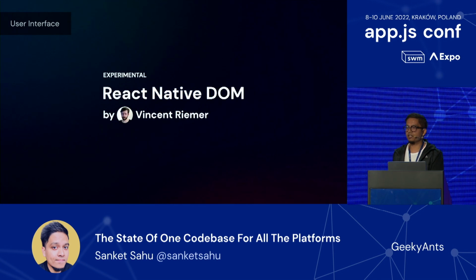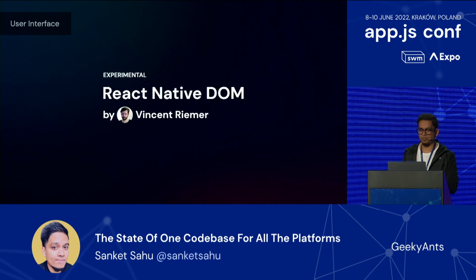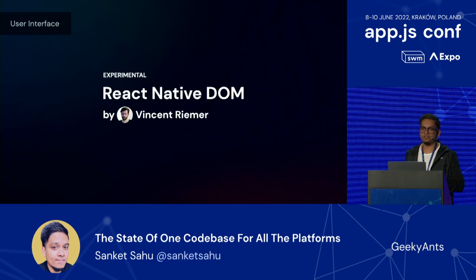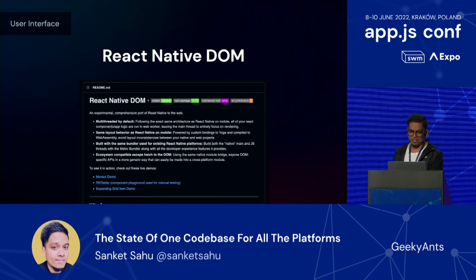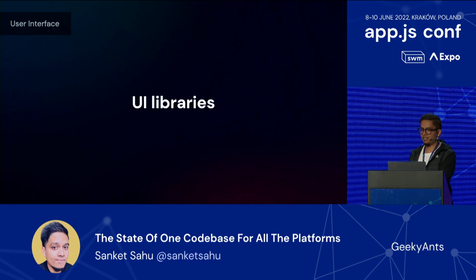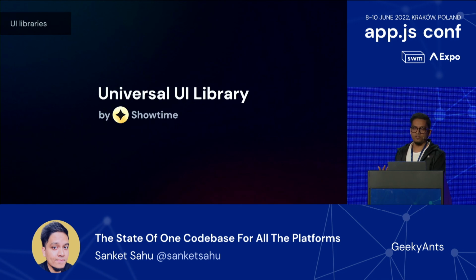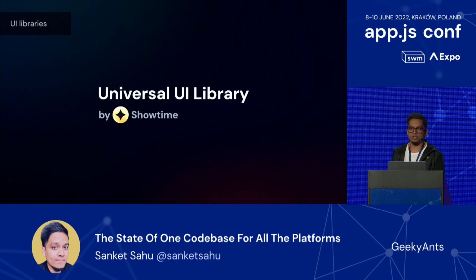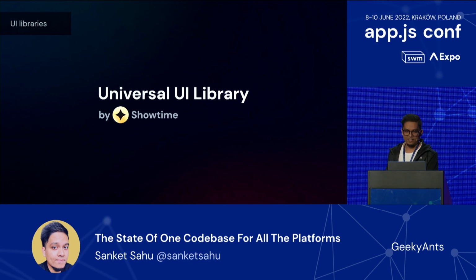Then there was an experimental project by Vincent Riemer. I guess it was announced at React Europe, but it's still experimental. This project brought us the same multi-threading architecture of React Native on web, which was really nice. Let's look at the UI libraries that make this possible. We have UI libraries that are supported on all the three platforms. We have Universal UI library by Showtime, and Axel is going to give a very nice talk on this at 3:30, so I won't detail it further.